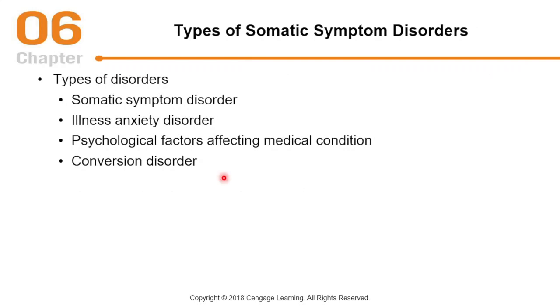So, there are several types of somatic symptom disorders. The first one that we're going to be discussing is the somatic symptom disorder. And then, of course, the illness anxiety disorder, and then psychological factors affecting medical condition, and lastly, the conversion disorder.